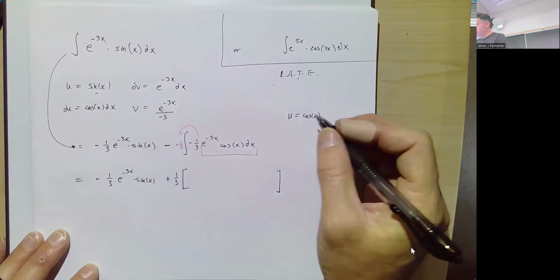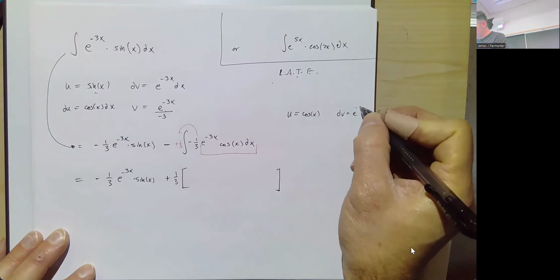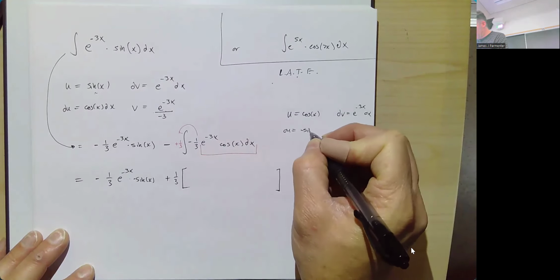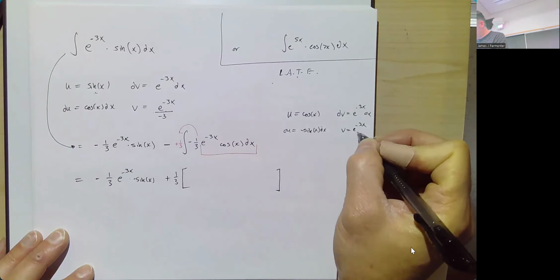So my u is cosine of x. My dv is e to the negative 3x dx. My du is negative sine of x dx. And v is again e to the negative 3x divided by negative 3.